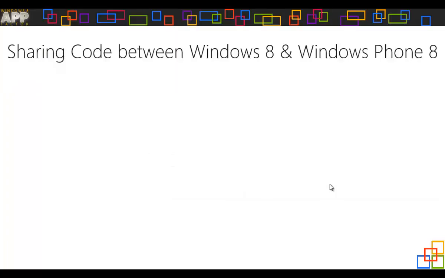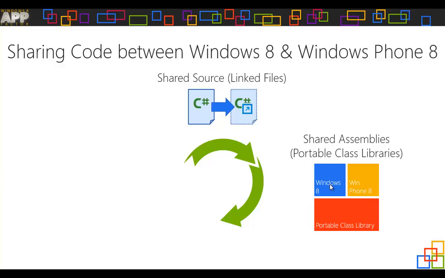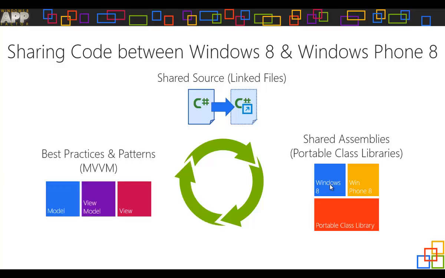In this session, we'll take a look at a couple of ways that you can share code between your Windows 8 and Windows Phone 8 applications. We'll see that one of the easiest ways to do that is with shared source or linked files, where you simply add a source code file to one project and then add it as a link to another project. We'll also talk about shared assemblies using the Portable Class Library project template in Visual Studio. And that's going to let you create a DLL assembly that you can directly reference from both your Windows 8 and Windows Phone 8 applications. And then we'll mention that using some best practices and patterns like MVVM will simplify your code reuse.